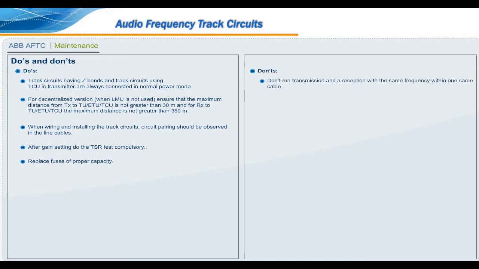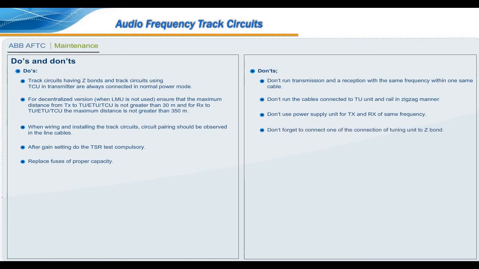Don'ts: Don't run transmission and reception with the same frequency within one same cable. Don't run the cables connected to TU unit and rail in zigzag manner. Don't use power supply unit for TX and RX of same frequency. Don't forget to connect one connection of tuning unit to Z bond. Don't use LMU on RX side.